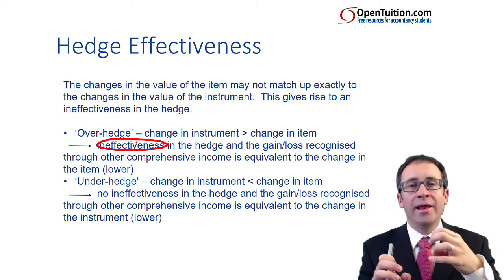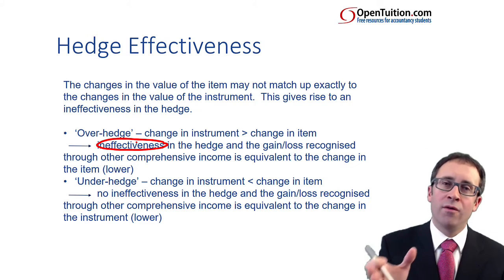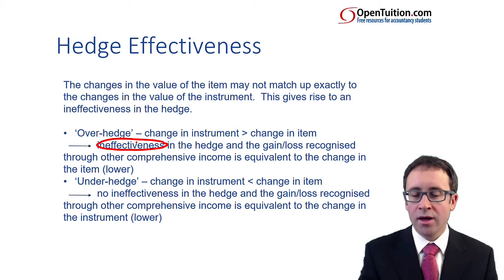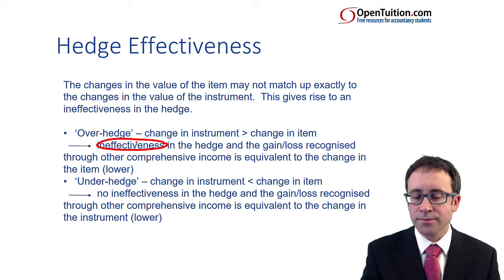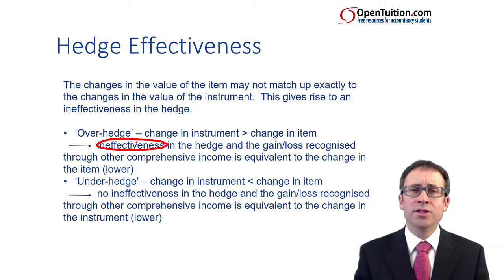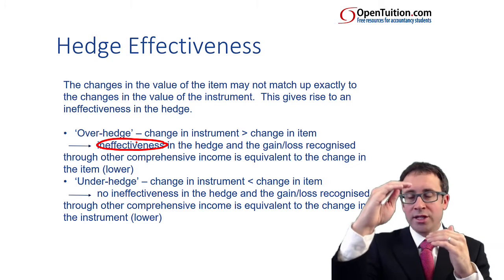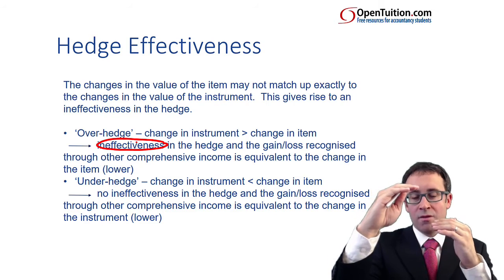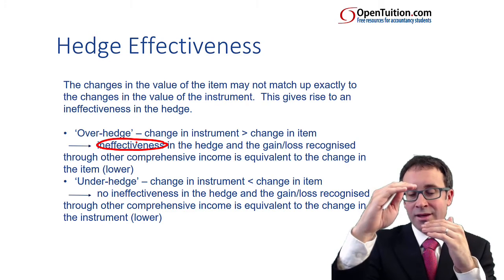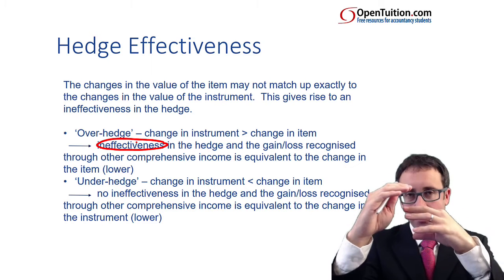So we've got a little bit extra of a gain, a little bit extra of a loss. So therefore that ineffective element will go there to profit or loss, okay? Then what you've got there is if you have an under hedge, so here your change in the instrument is a bit lower than the change in the item, so therefore it's still effective, but the gains and losses on the instrument aren't doing enough, so to speak.